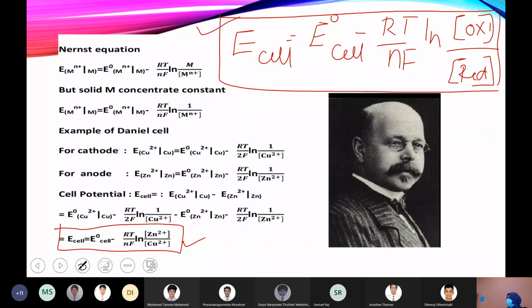This is the general representation of E cell calculation under non-standard conditions. So write this equation, the cell potential under non-standard condition: E cell is equal to E0 cell minus RT by NF log of concentration of oxidized species divided by concentration of reduced species.